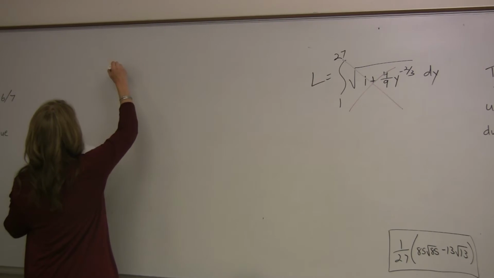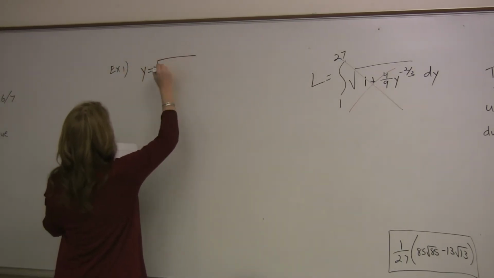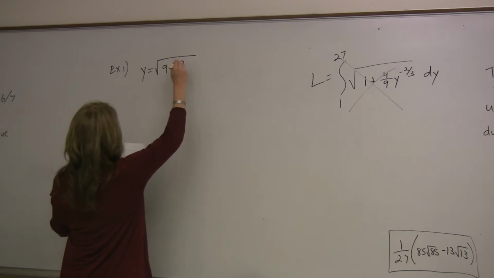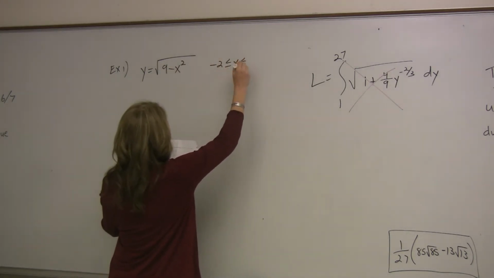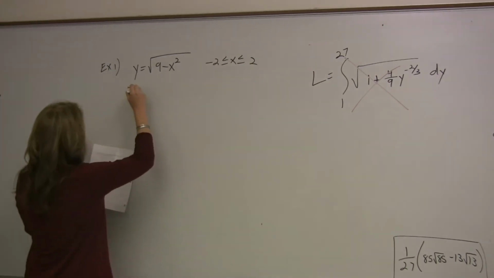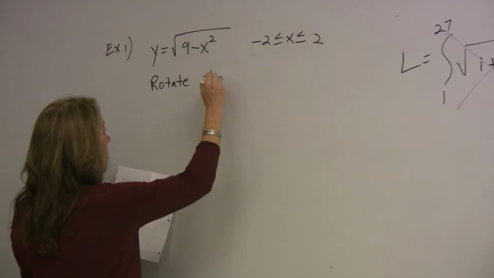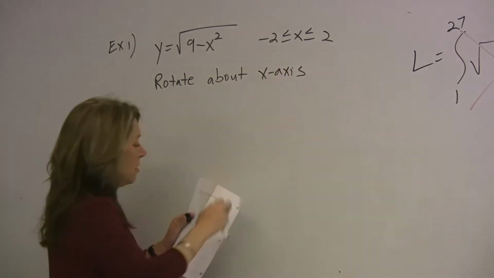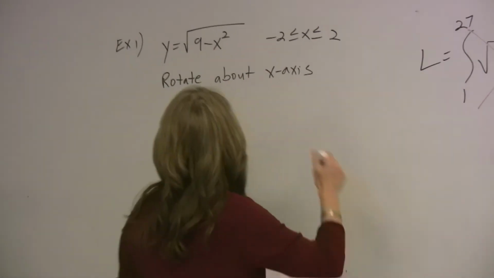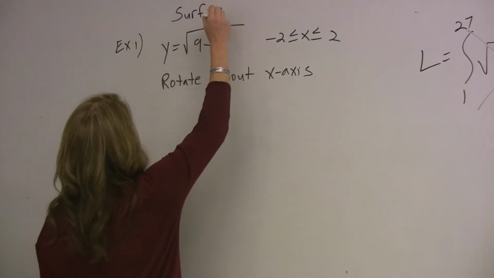Example 1, surface area of this function on this interval rotating about the x-axis. We want to find the surface area. And my first question is, what does this even look like?